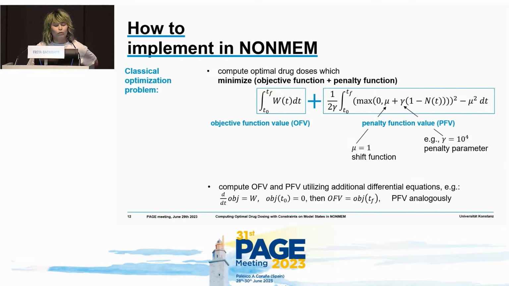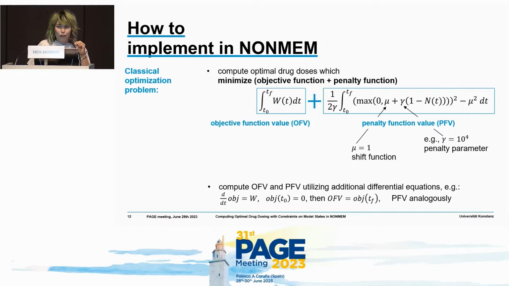Then we need to compute these two values, the objective function value and the penalty function value, and we do so by utilizing additional differential equations, such as when computing the IUC, for example. We introduce an artificial state variable, obj. The right-hand side is the tumor weight W. The initial value is 0. And then, by calculus, the objective function value is the value at final time of this artificial state variable.